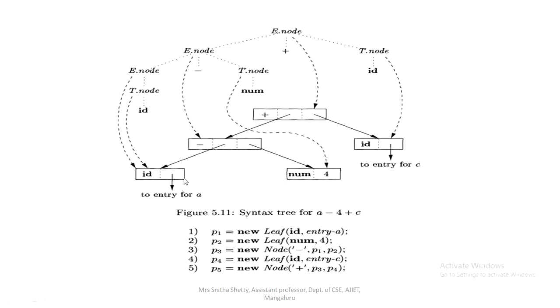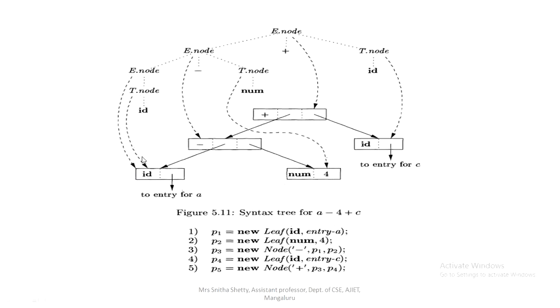You can see first there is an identifier, a, minus, 4 and c, with their values here. Next is the symbol minus, then plus, and see how this is getting reduced. The identifier ID is reduced to a T node, next reduced to an E node. Then minus, and the number is reduced to T. Next the identifier is reduced to a T node, so E minus T is E here. Next is plus, and you can see the dotted lines here.